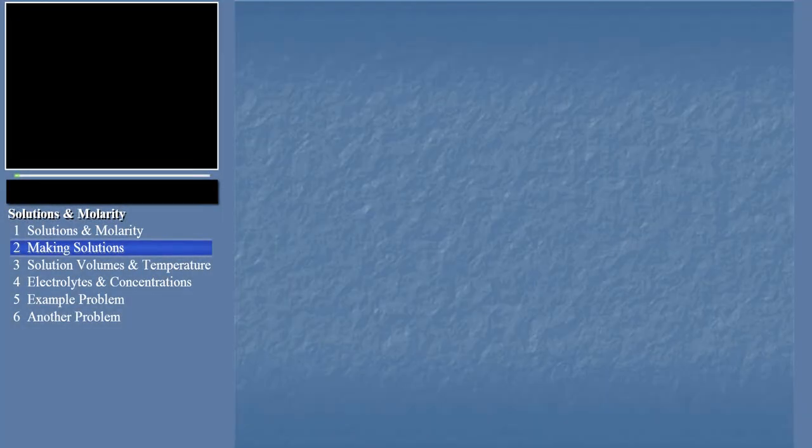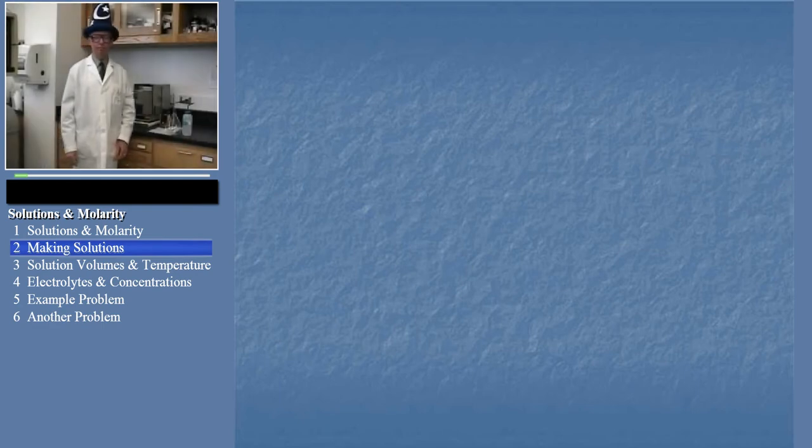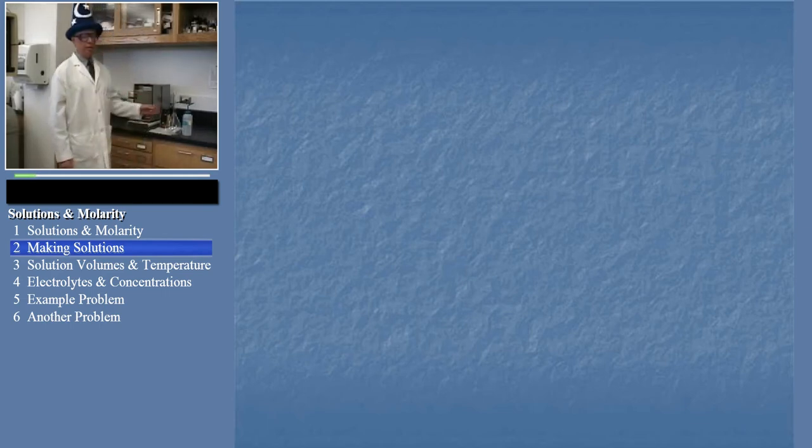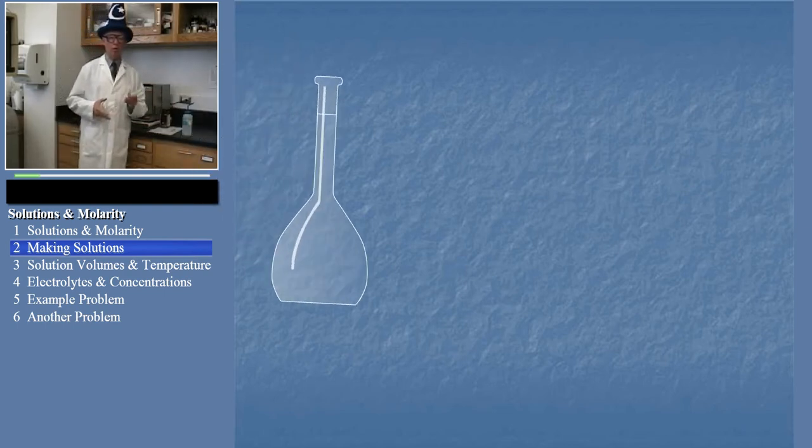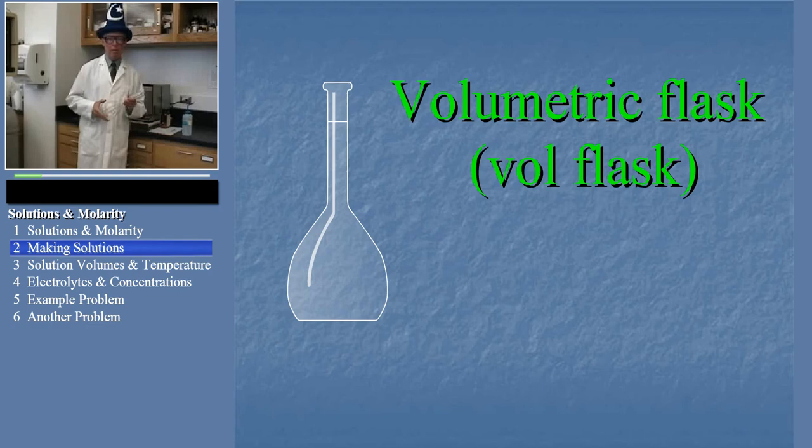So how would I go about making a 0.005 molar solution of potassium nitrate? Well, let's go in the lab and find out. To make our solution precisely, we're going to need two specialized pieces of equipment, a fairly sensitive balance, and a special kind of flask called a volumetric flask, or vol flask for short. This particular vol flask is a 1-liter vol flask, so that should make our job fairly straightforward.